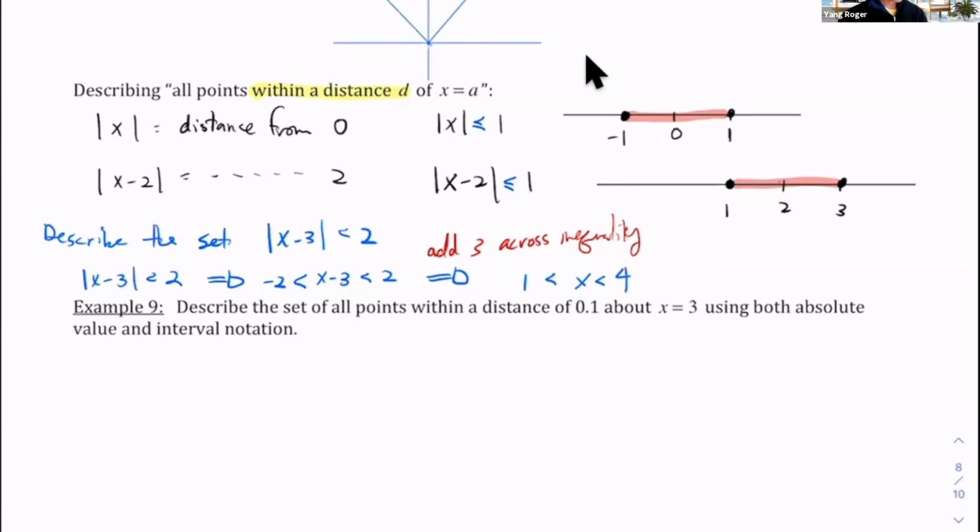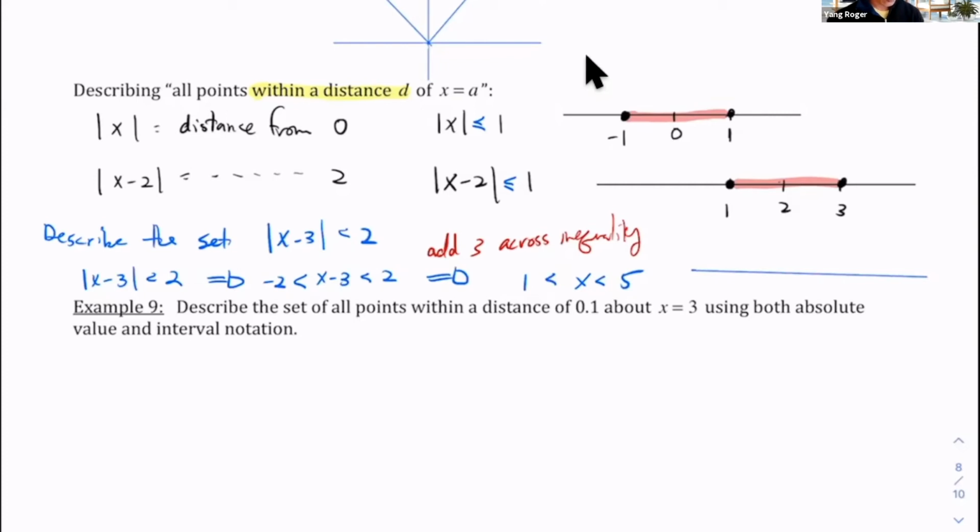Okay. So 2 plus 3 is 5. So we have that. Okay. And then if you wanted to graph it, you could do that. The graph would just look something like this.